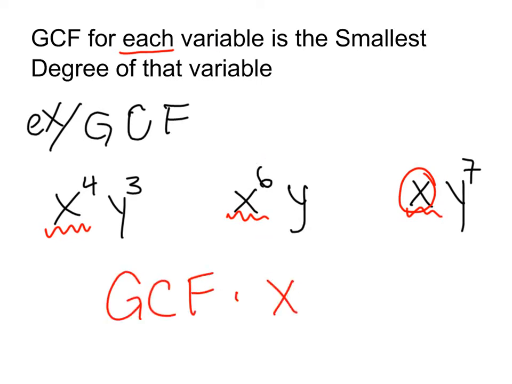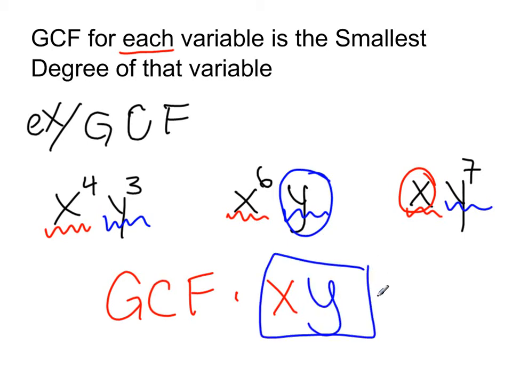Now we're going to look at the y's. We have y cubed, we have y to the 1st, and y to the 7th. Smallest degree is y, so that's what we collect, so our GCF is xy. Or you could write yx, it doesn't matter what order. So that's how we find the GCF for variables.